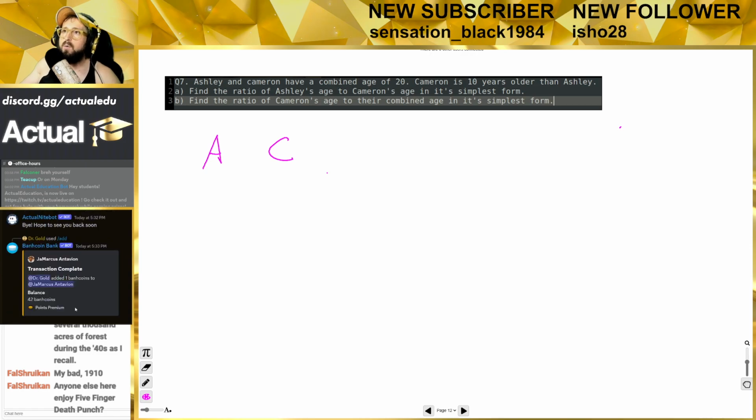Okay, so Sensation, how would I write as a math expression that Ashley and Cameron's ages combine to 20? How would I write that in terms of A and C? A plus C equals 20. Good, very good. How do I write that Cameron is 10 years older than Ashley?